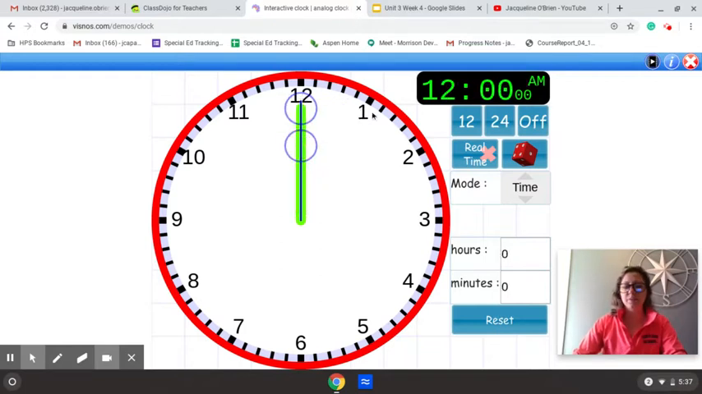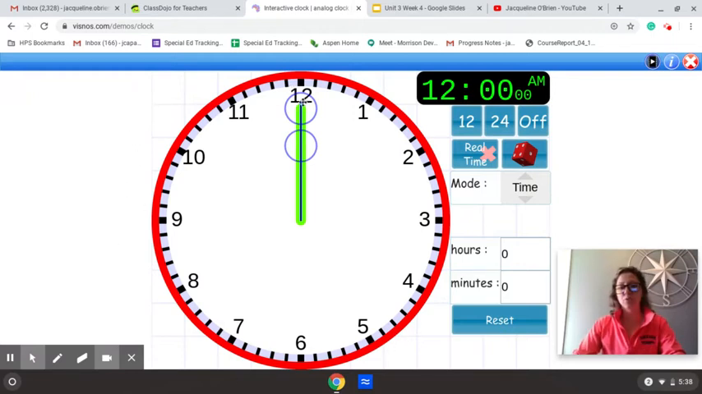Each of these numbers, so the 12 is always 12:00, so 12 o'clock. When the minute hand is pointing up there, you're always going to have 00 for your minutes. Every number around the clock goes up by 5. So we count by 5. Every number will be another 5 minutes around the clock, another 5 minutes in that hour.